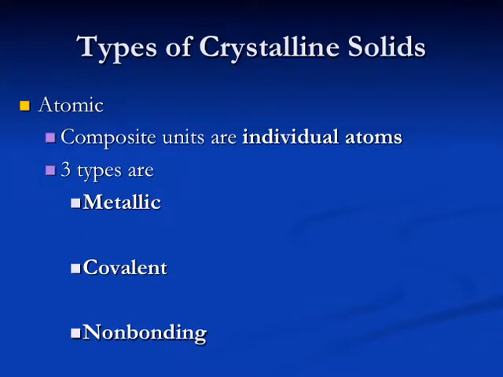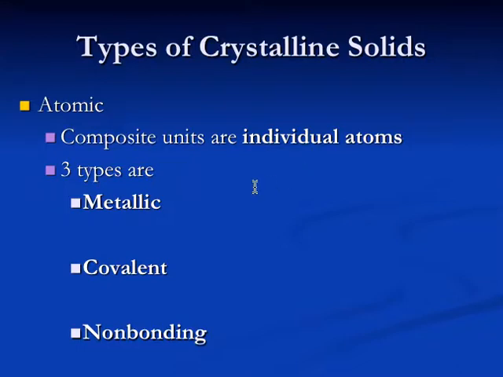There are three types of crystalline solids, and the first type is actually broken down into three more types. So it's a lot to wrap your head around and classify here. The first one I'm going to talk about is atomic crystalline solids. Their composite units, the lowest unit you see if you get down there, are an atom or molecule; in this case it's an atom.